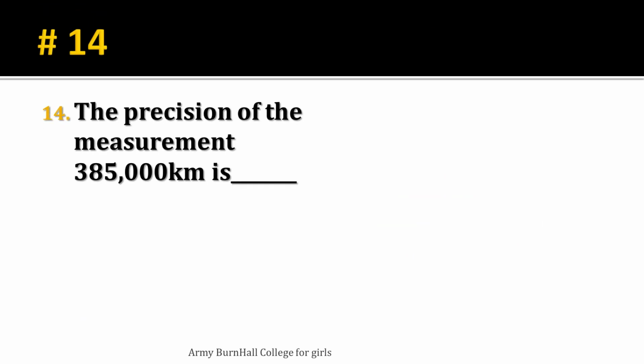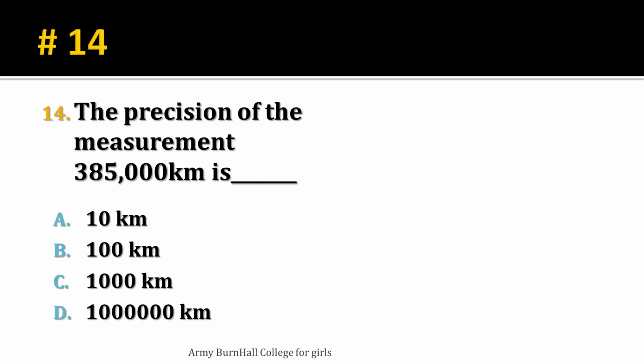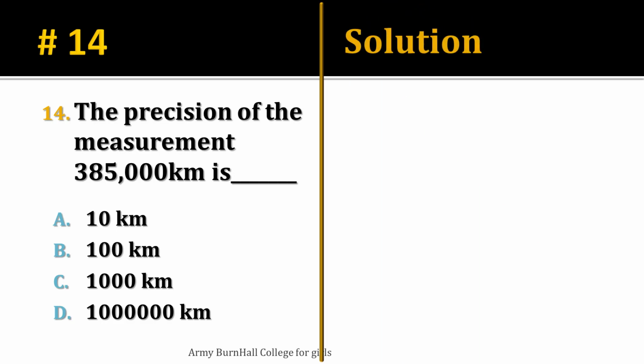Number 14, the precision of the measurement 385,000 kilometers is 10 kilometers, 100 kilometers, 1000 kilometers, or 1 with 6 zeros, that is, 1 million kilometers. So if we are going to calculate, keep this in mind that in your book they are not considering trailing zeros as significant. Trailing zeros are considered as non-significant in your book. So we will solve it according to that.